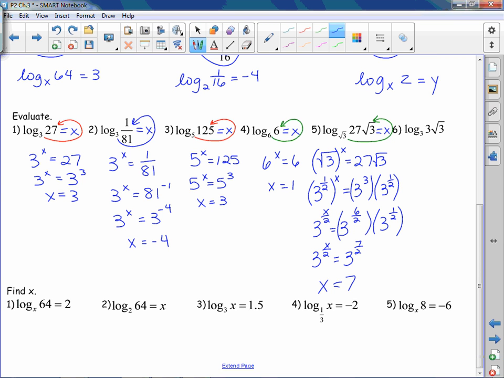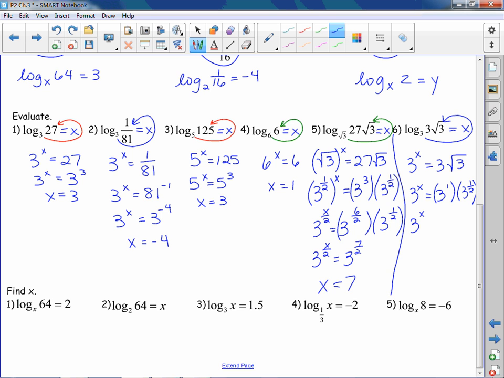Okay, when we do this one, when you set it equal to x, let's do this because they're getting tight in here. 3 to the x equals 3 root 3. So this is going to be 3 to the x equals 3 to the first and 3 to the 1/2. Then 1 plus 1/2? 3 halves. So x equals 3 halves.